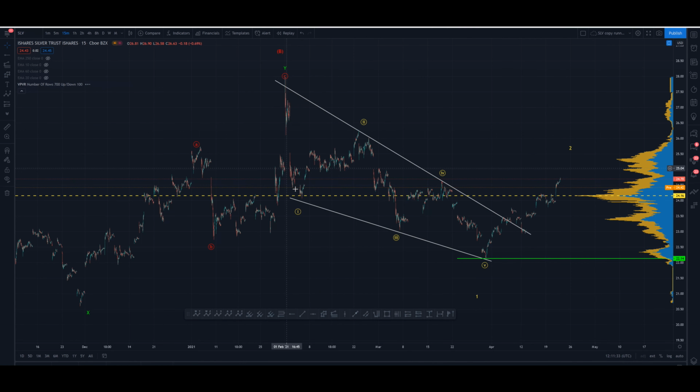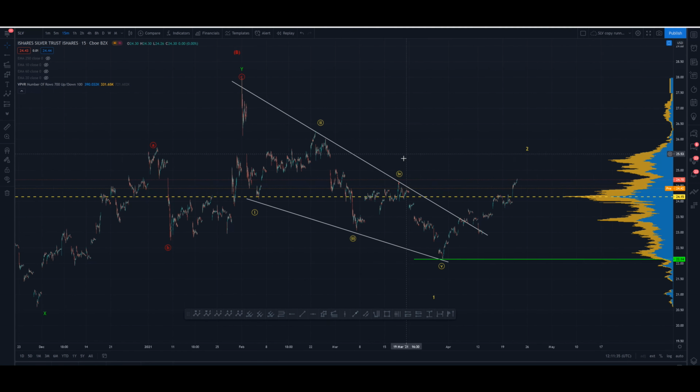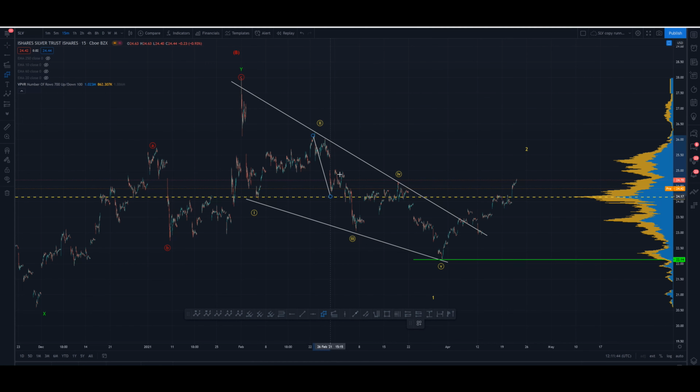Purely because this fits a leading diagonal better, but I'm sure if you dig into this with all the gaps, you could probably dig out a series of zigzags. Like, you could say that the 3 here divides as a zigzag with a 5-3-5 move. Or you could count it as 5 waves, 1, 2, 3, 4, 5, like so. So it's down to personal interpretation.